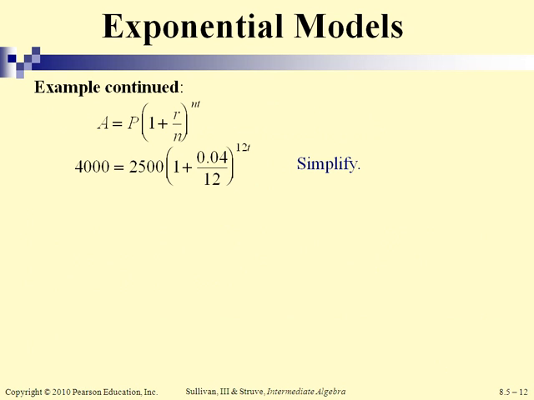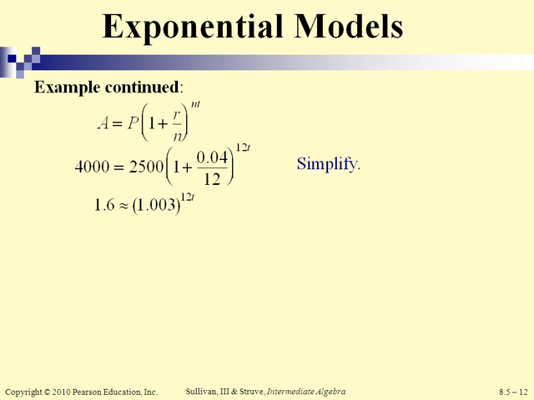Making use of log. But before you do that, do you see that? This is what? 2,500 times, right? So I would like to divide both sides by 2,500 first. Do you see what I'm saying? And you will get this. Divide 4,000 by 2,500, you get 1.6. And this is 1.003 to the power 12t.